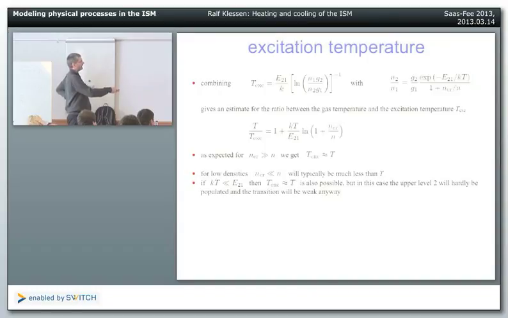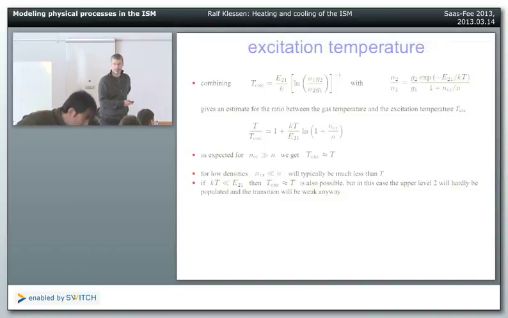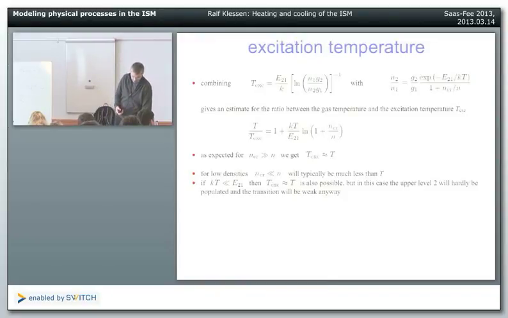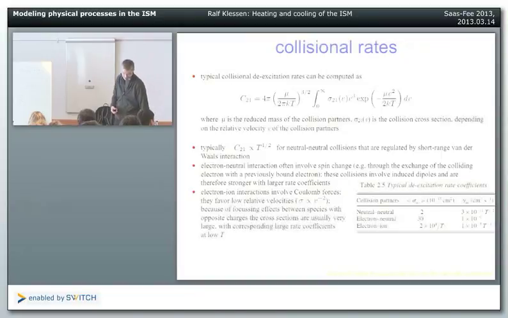Good. So even if this is the case, we still get comparable excitation temperatures and gas temperatures. But it should be said that in this case, the upper level will hardly be populated. So this is not really relevant. Typically, when you are above the critical density, then the excitation temperature is the gas temperature. If you're below, then typically the excitation temperature is much below that. Good. We are not done yet.